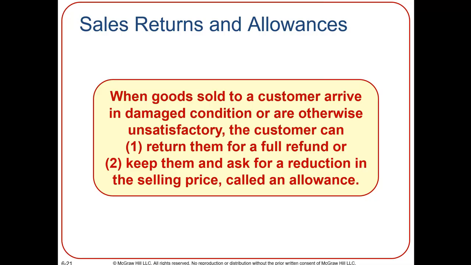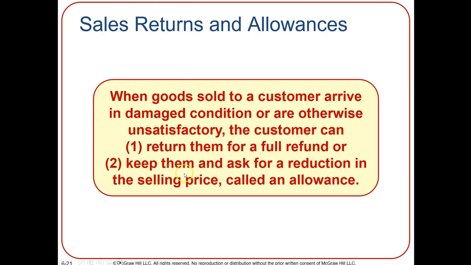How many journal entries? Good. 2. 1, I brought the inventory back. So now you've got to take it back out of cost of goods sold and put it back into inventory, and you've got to reverse that revenue. You with me? So if I bring product back for a refund, 2 journal entries. Okay? Now watch what happens in number 2.